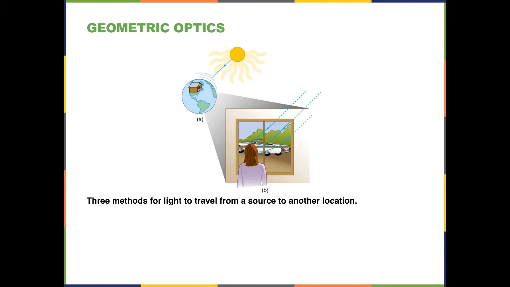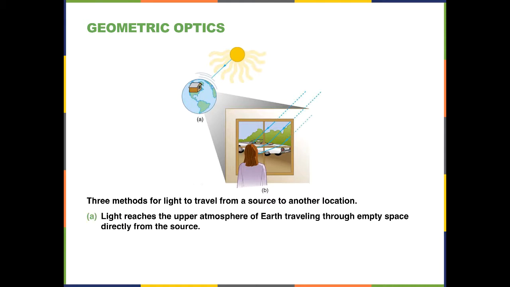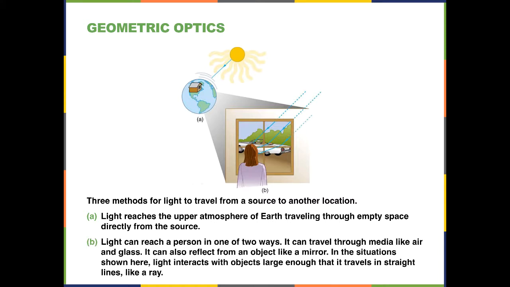Now, there are three methods for light to travel from a source to another location. First of all, light reaches the upper atmosphere of the Earth traveling through empty space directly from its source. Secondly, light can reach a person in one of two ways. First of all, it can travel through a media like air or glass. It can also reflect from some object like a mirror. In the situation shown here, light interacts with objects large enough that it travels in straight lines like rays.